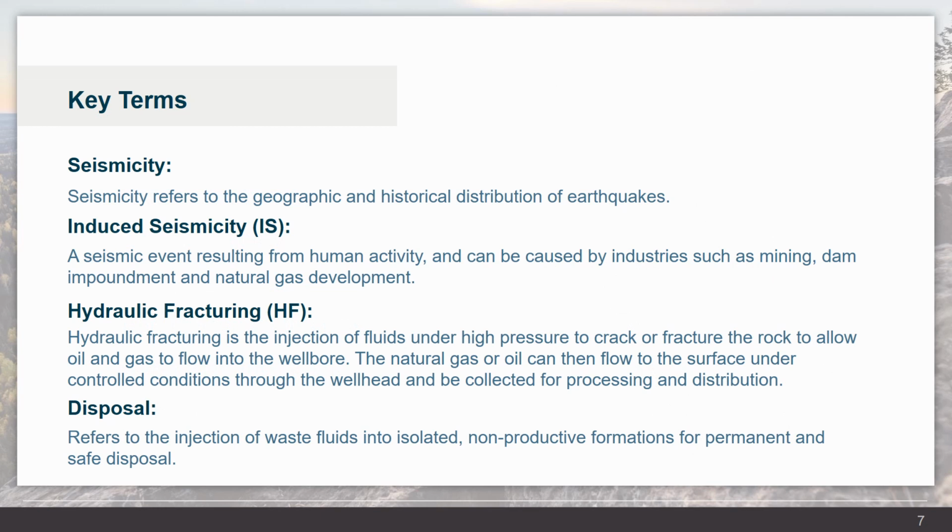Throughout this presentation, I will refer to certain key terms which have been defined on this page. Seismicity is the geographic and historical distribution of earthquakes. Earthquakes and seismic events are interchangeable terms. Induced seismicity is a seismic event or earthquake resulting from human activity. This presentation will focus on induced seismicity from oil and gas operations.